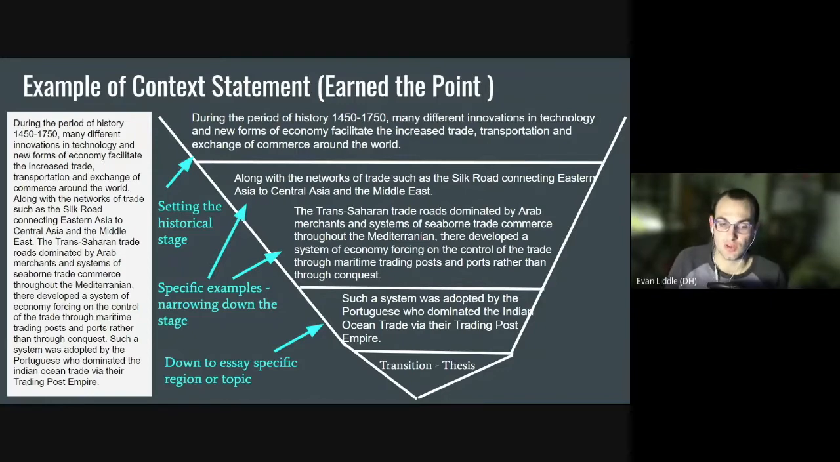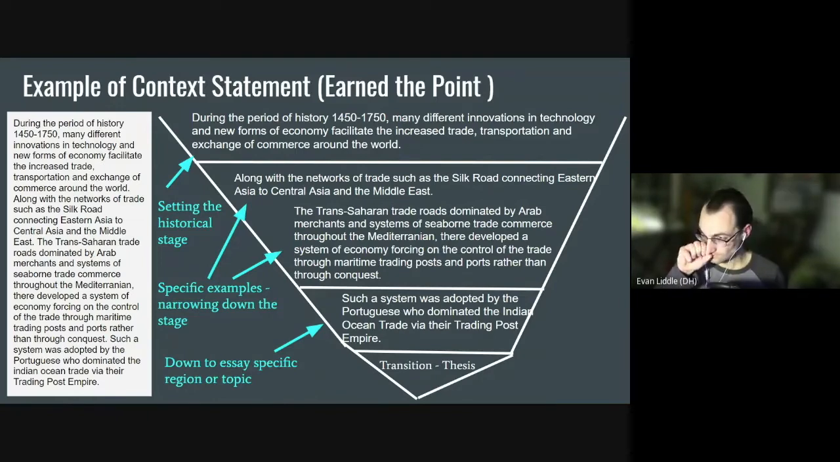Along with networks of trade such as the Silk Road connecting Eastern Asia to Central Asia and the Middle East, the Trans-Saharan trade route dominated by Arab merchants, and systems of seaborne trade and commerce throughout the Mediterranean, there developed a system of economy, forcing the control of the trade through maritime trading posts and ports rather than through conquest. So now we're getting a little more specific. And admittedly, the wording of that second sentence is a little off, but that's okay. The AP exam is treated as a first draft, not a final draft. But notice, we talked about trade in general, and now we're getting a little more specific. Now we're talking about trade in the Middle East along the Silk Road and the Trans-Saharan trade route.